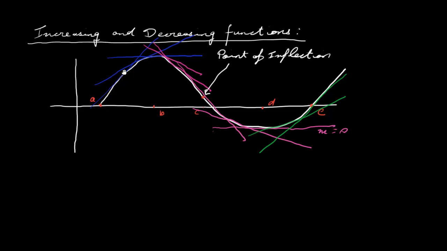Because the slopes of the tangents are positive. Once we pass B, all of these slopes, all these tangents down to D, have negative slopes. So from B down to D, the function is decreasing. And then we're down to 0 slope at D. Once we pass D, we're into positive slopes again. So from D onwards, the function is increasing.